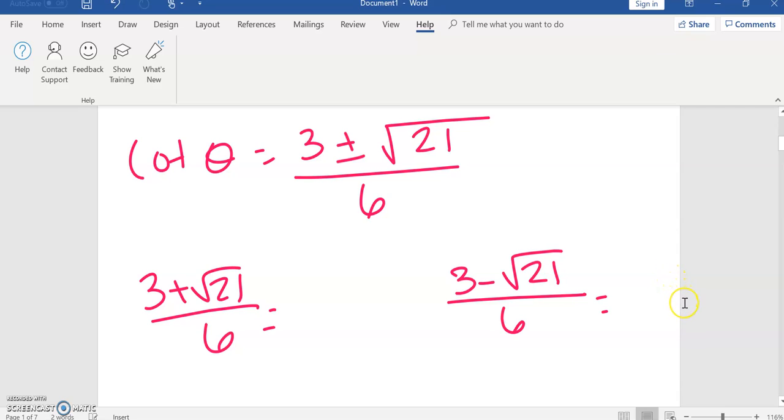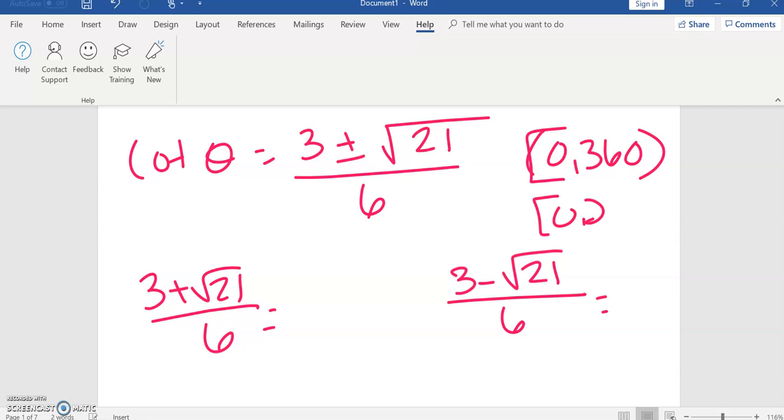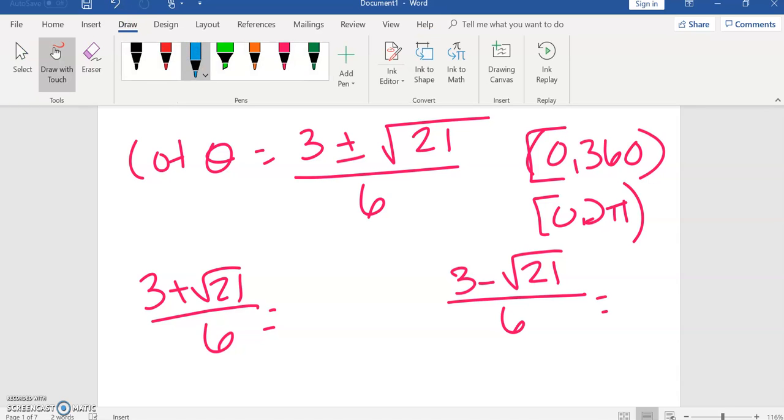Now, I'm going to solve these in degrees. Make sure, if it tells you 0 to 360, you're going to do it in degrees. This one told you 0 to 360. If it had told you 0 to 2 pi, then you would have solved it in radians. So they're going to tell you which method to use. And in this case, I'm using this one.